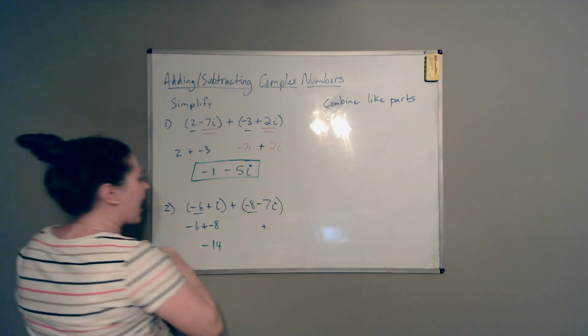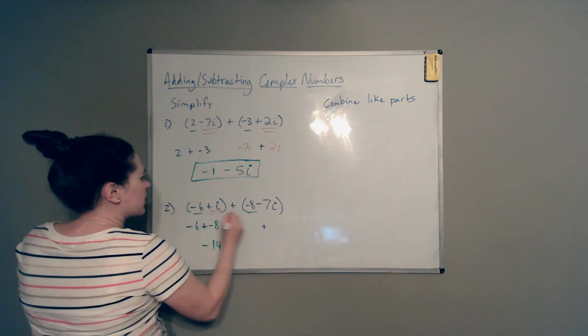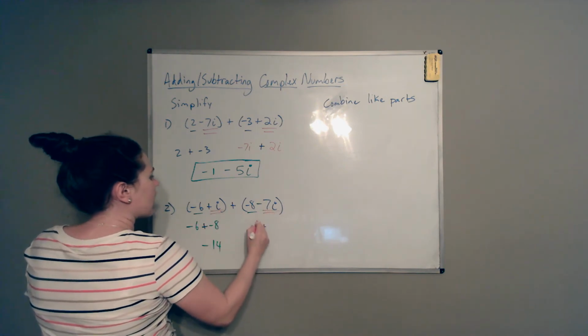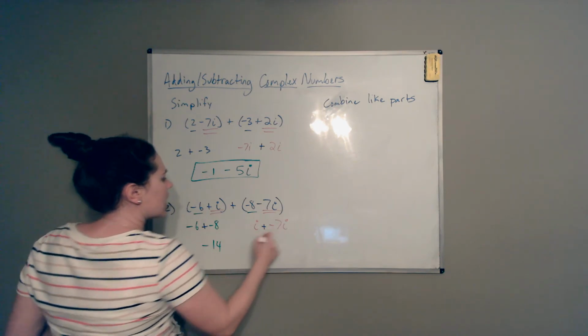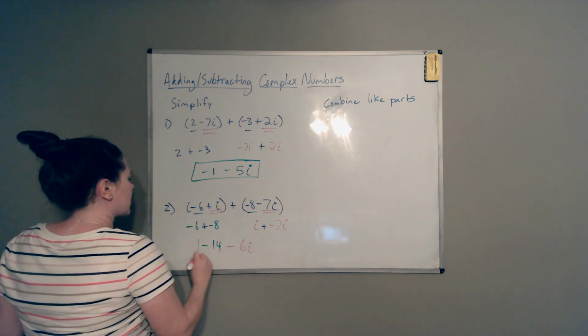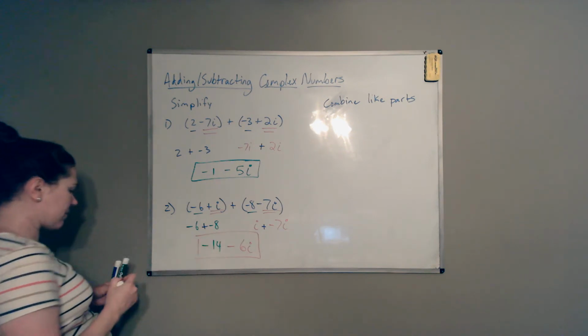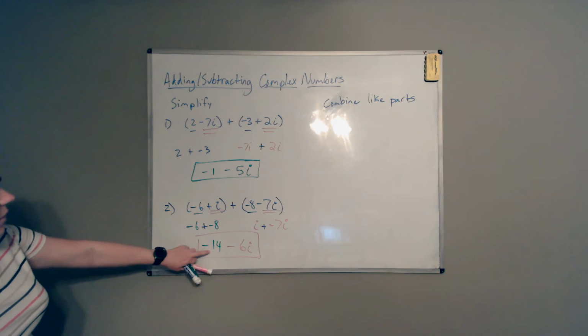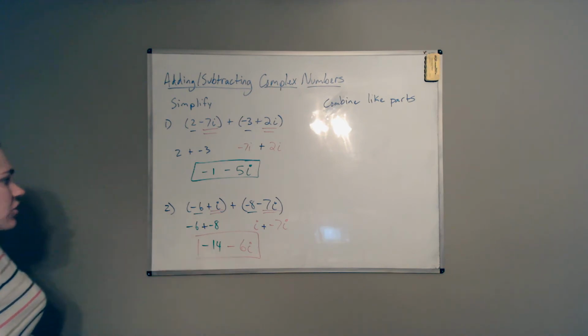Then we're going to add together the imaginary parts. So that's going to be positive i and negative 7i. And i plus negative 7i gives you minus 6i. Remember, standard form of a complex number: real part, then imaginary part.